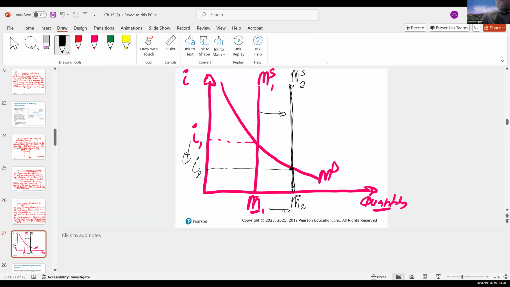So this is what we're calling expansionary monetary policy.